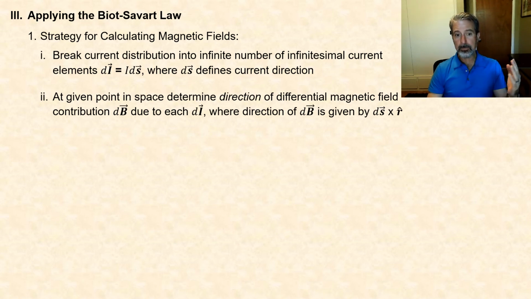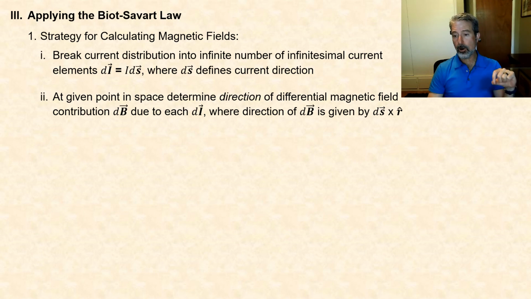Once that is done, at the given point in space, that is the field point where we're trying to evaluate the field, we determine the direction of this differential magnetic field contribution dB. When you look at the Biot-Savart law, the direction of dB will be the direction of the cross product of these two vectors, ds and r hat. Remember, ds is the infinitesimal displacement vector describing the direction of the current. R hat we described in the same way.